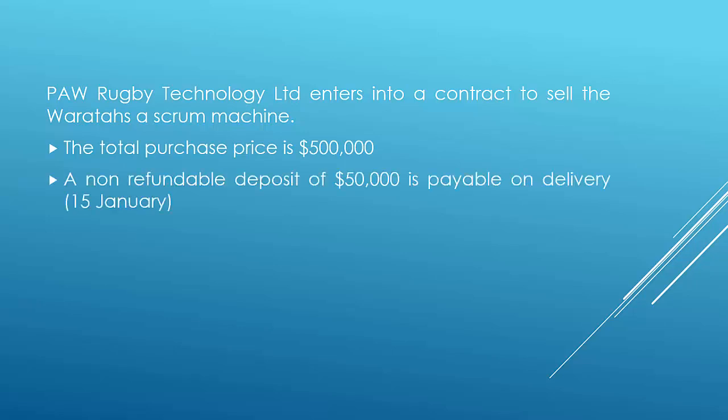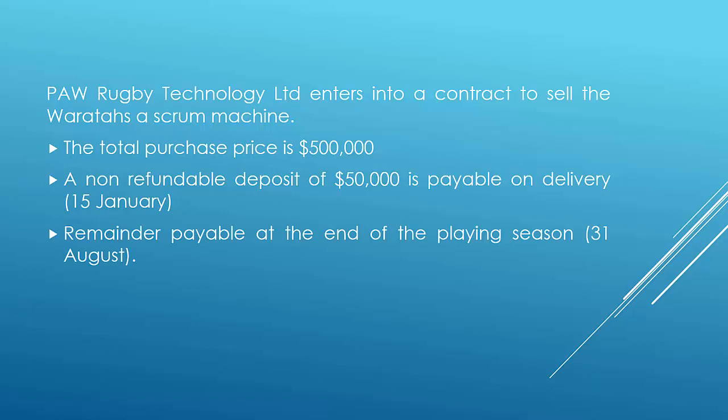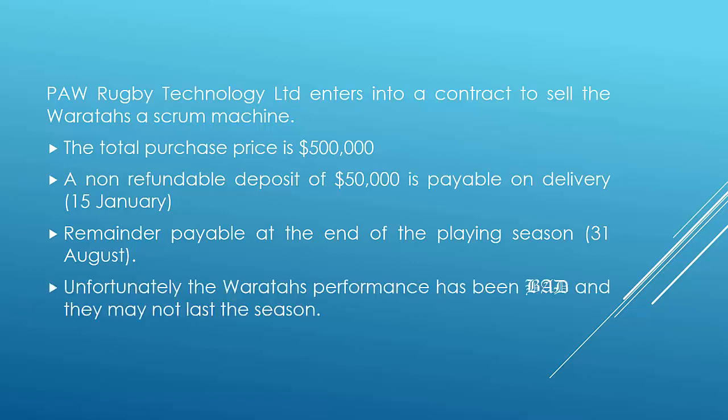The purchase price is $500,000. A non-refundable deposit or payment is required on delivery of $50,000 on the 15th of January, and the remainder is payable at the end of the playing season, the 31st of August. Now, the real question is, when do we recognise the revenue, and how do we treat the payment on the 15th of January?